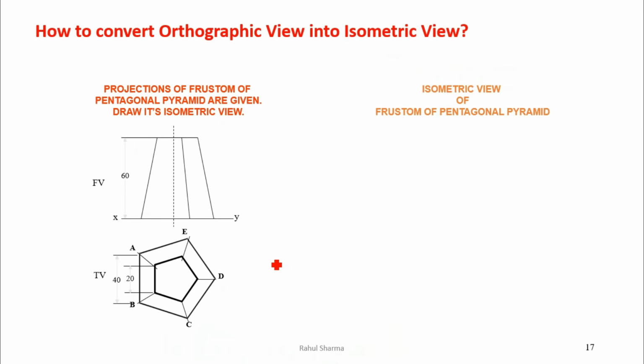Now you can see this is a frustum of a pentagonal pyramid. Front view and top view is given. This is the orthography, front view, top view. Now we will do the same.